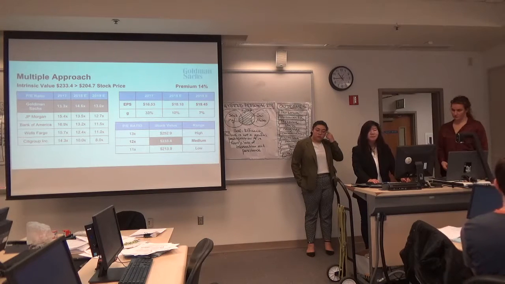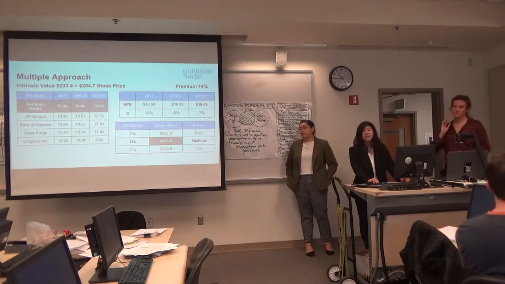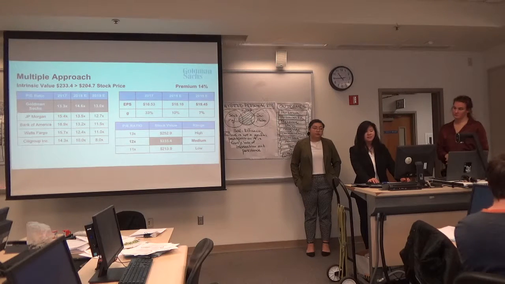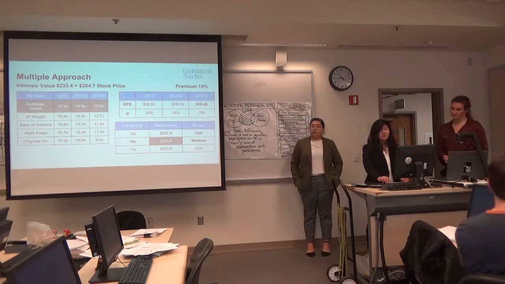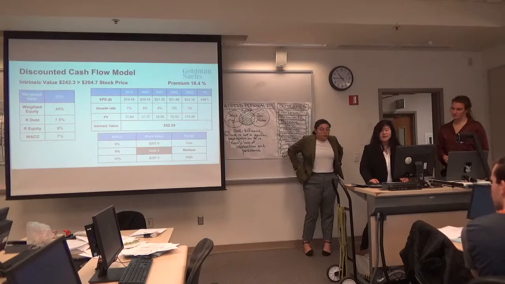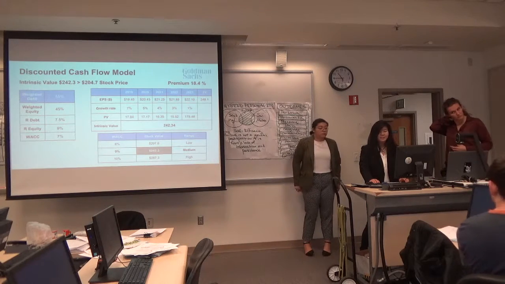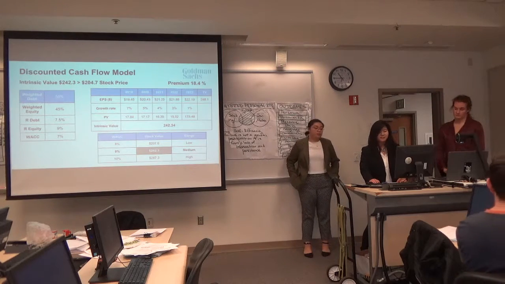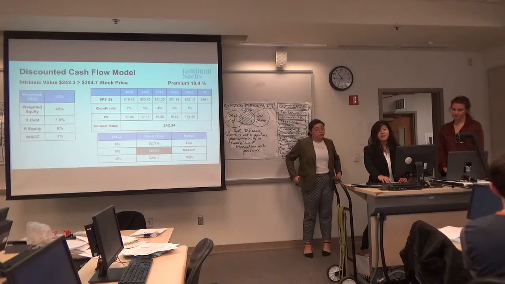And we use the multiple approach. We use the multiples 11, 12, 13. We took the median approach again with a premium of 14%. And got the intrinsic value of 233.4, which is again higher than the current stock price. So with the last valuation model, we use the discounted cash flow, and we again use the median range for our calculations, and we got the intrinsic value of 242.34, which is again higher than the current stock price.